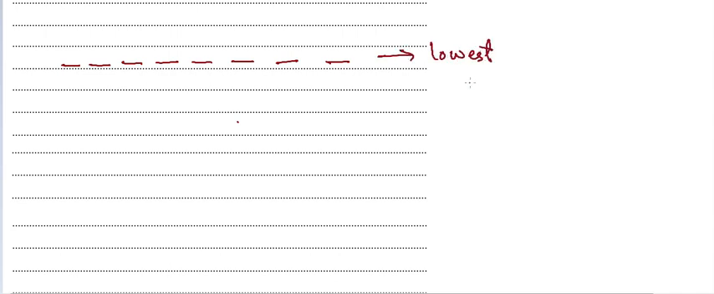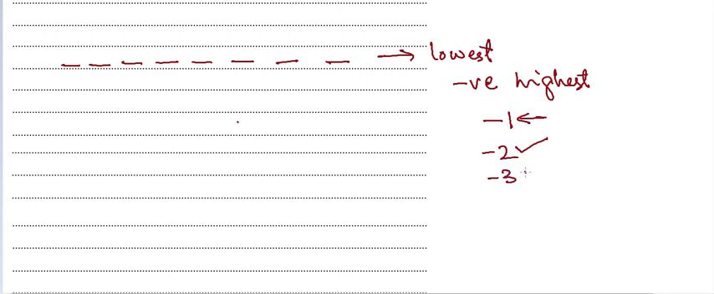Now the lowest possible value would obviously be negative, and it would be the highest negative value possible, right? Because if we have minus 1, right, and we have minus 2, this value is lower than this value, right? And likewise minus 3 is lower than minus 2. So what is the most negative value that we can write?